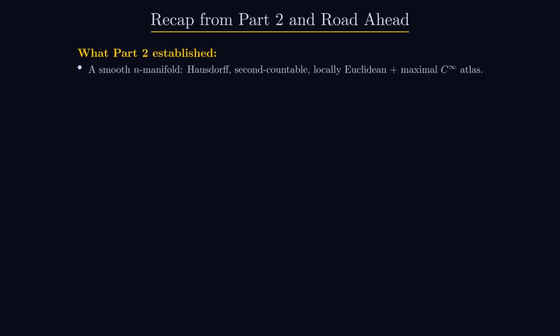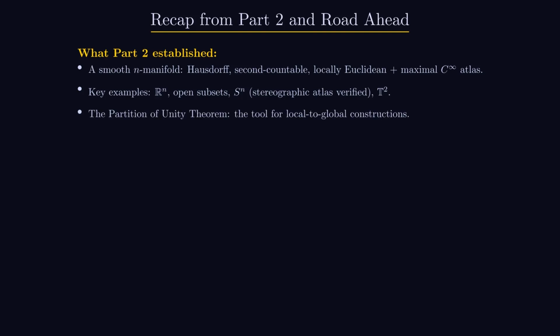Part 2, build the definition of a smooth n-manifold from the ground up. Hausdorff, second countable, locally Euclidean, with a maximal C-infinity atlas. We verified this on Rn, open subsets, the sphere Sn via its stereographic atlas, and the torus T2, and proved the partition of unity theorem, which is the main tool for patching local constructions into global ones.